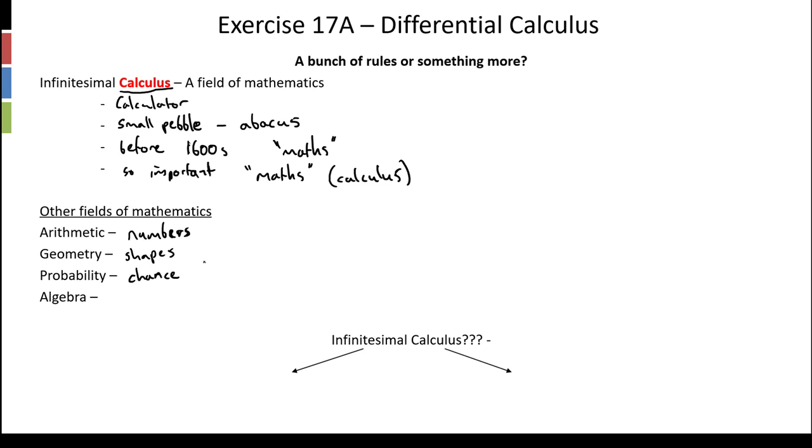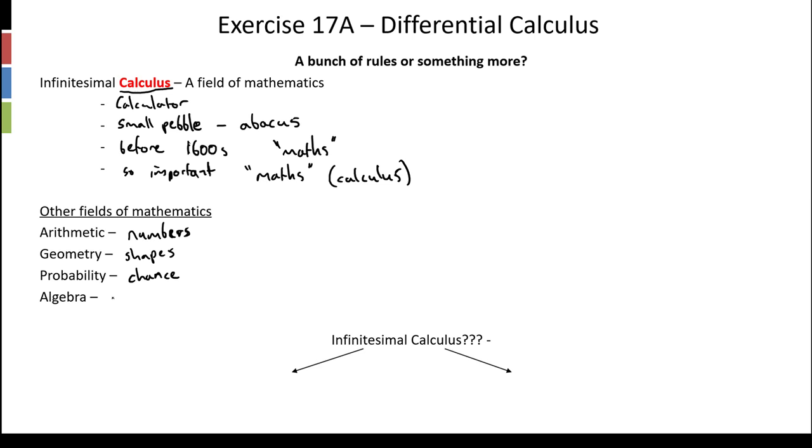Probability might be, what's the probability of me winning the lotto? What's the chance of Richmond winning the grand final this year? What's the uncertainty in pulling a red card out of a pack of cards? That's what probability deals with.